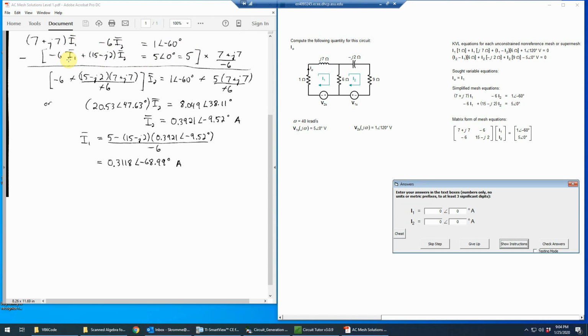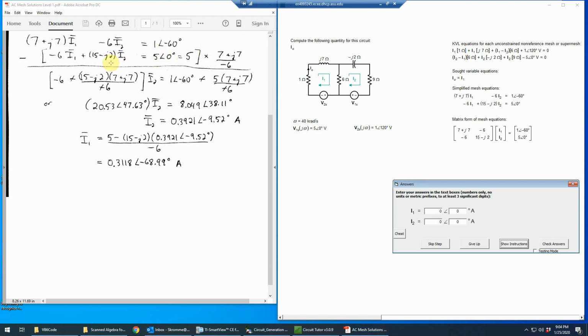I'm going to do something which is similar, but a little bit more like Gaussian elimination. I'm going to multiply this entire second equation by a coefficient which is equal to this coefficient divided by this one. When I do that, obviously the minus 6's will cancel out and give me the (7 plus j7) I1, which means that this one will equal this. And then if I subtract those two equations, that will entirely eliminate the I1 term, giving me I2. It's kind of equivalent to the other methods, but I like to do it this way.